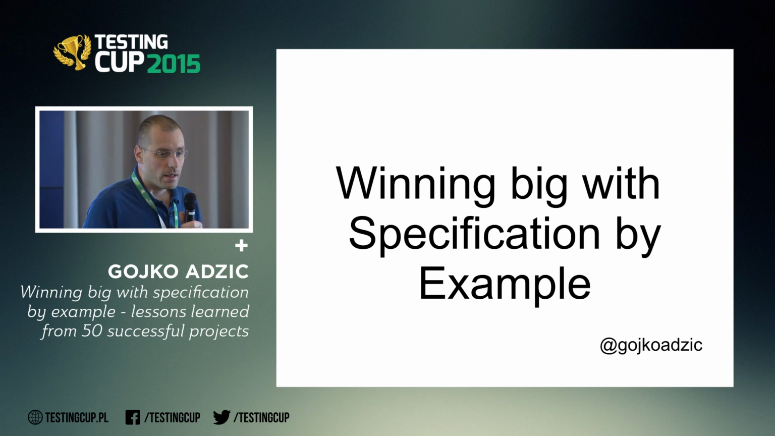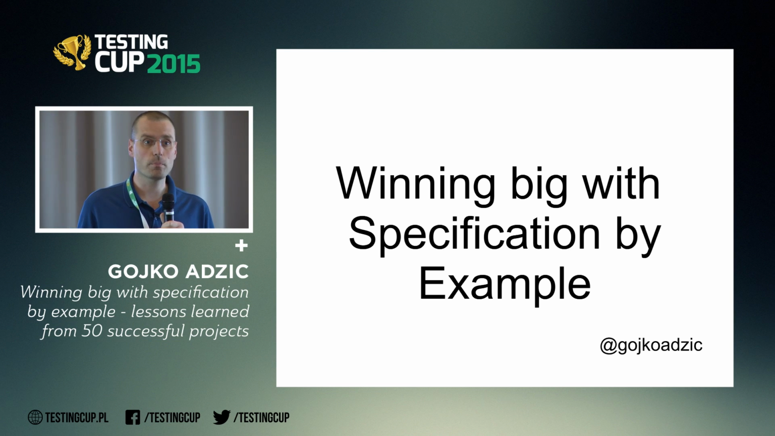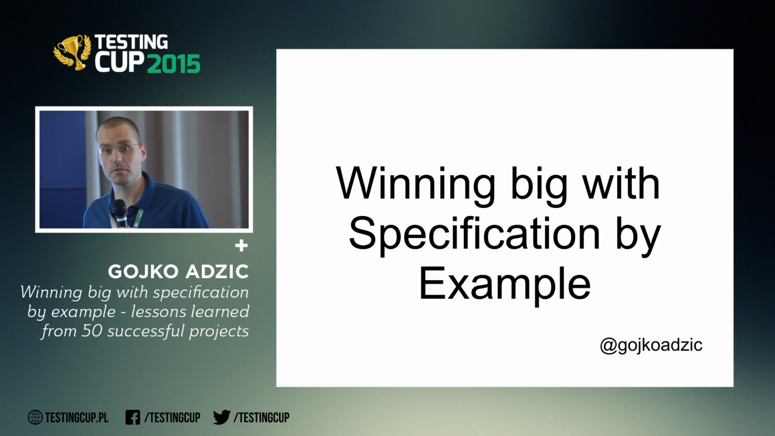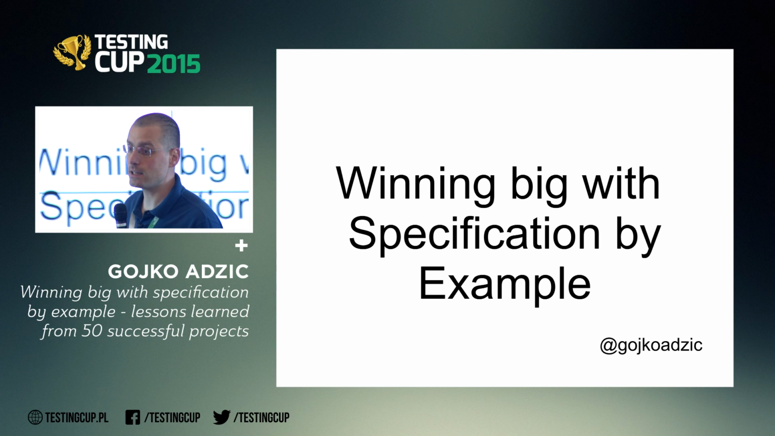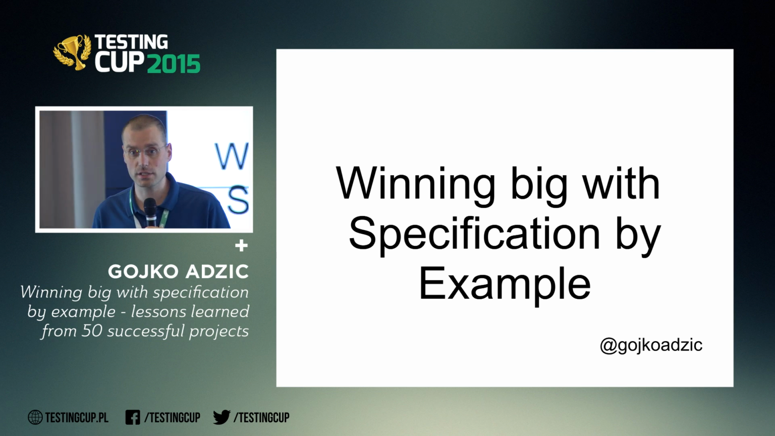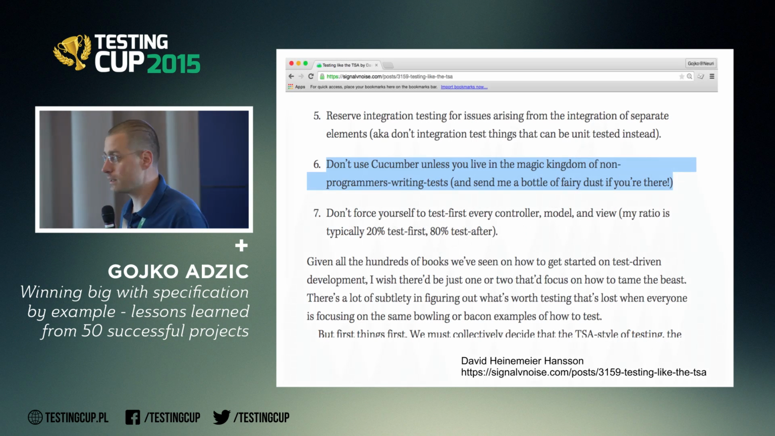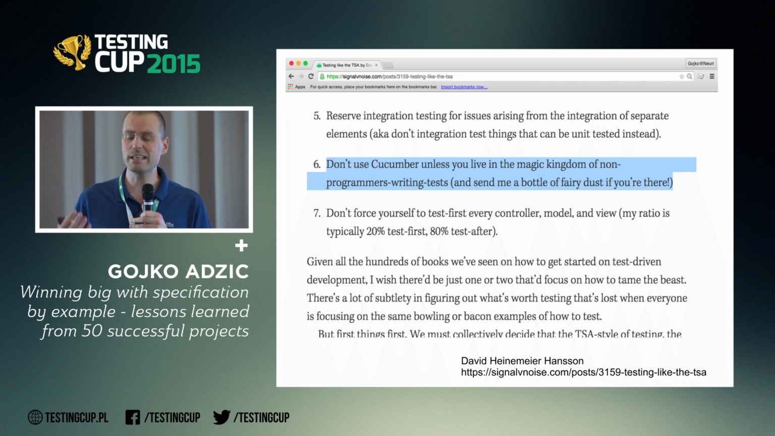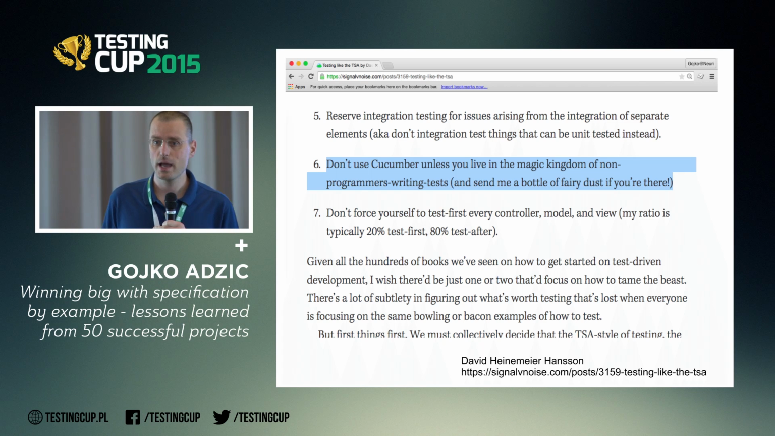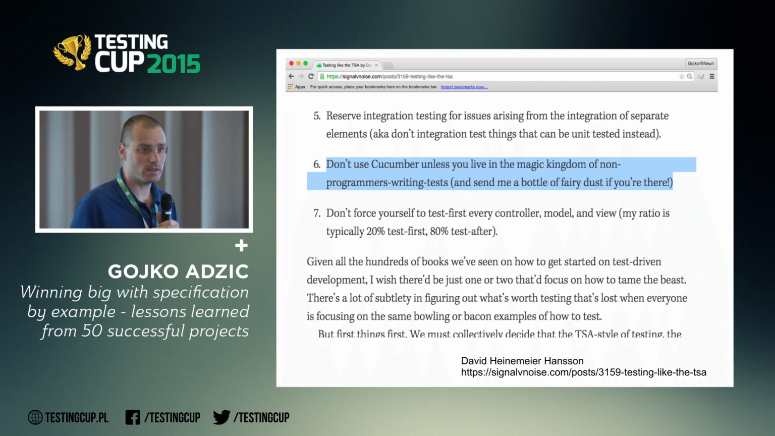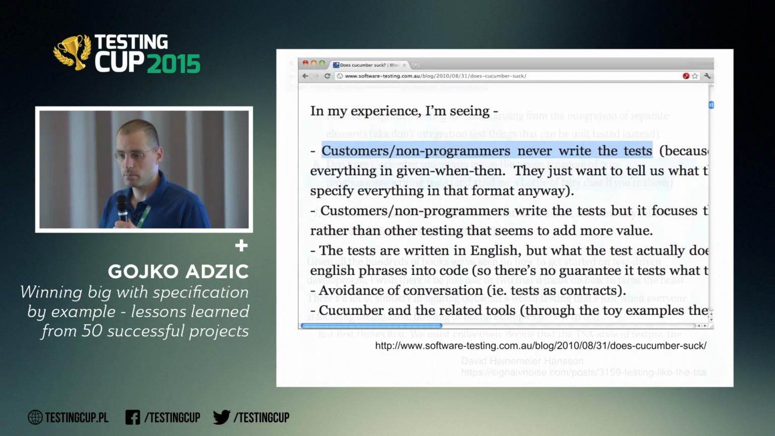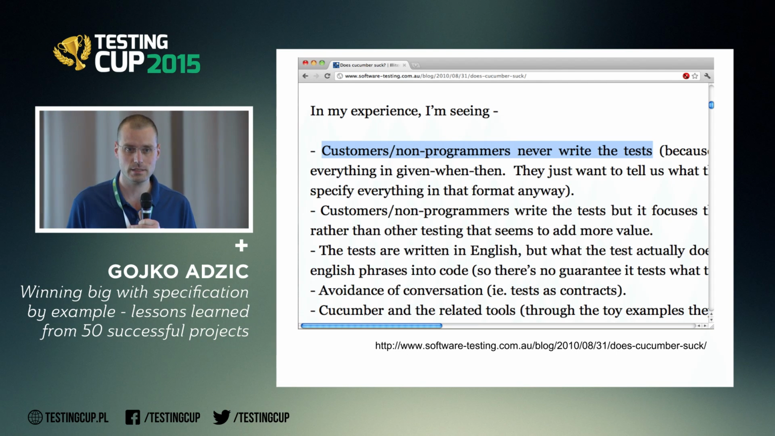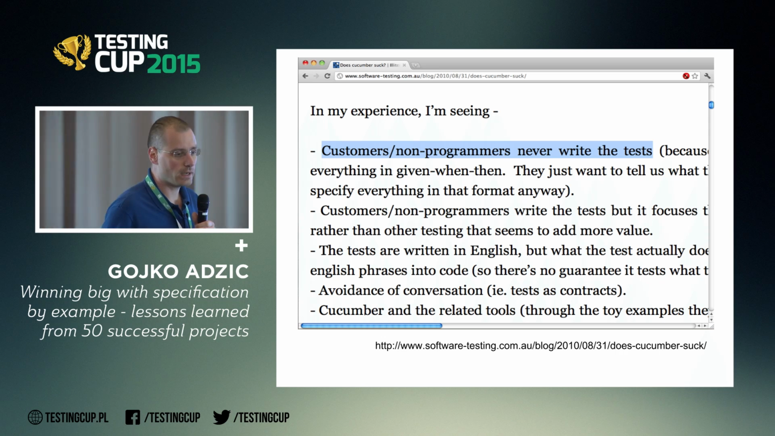These days, one of the most popular things to complain about is Cucumber, the tool. And this is for most teams the first point of contact with techniques like this. You can see random complaints like this one by David Heinemeier Hansson, who I think is the leading programmer for Ruby on Rails. He's complaining that people shouldn't really use Cucumber unless they are living in a magic kingdom of non-programmers writing tests.